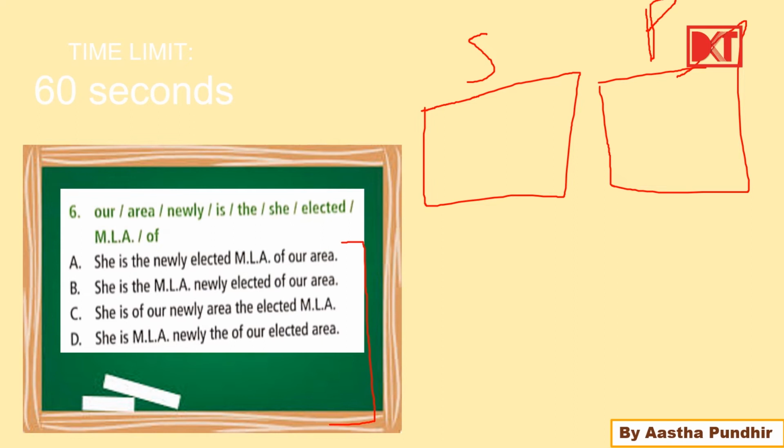And so here the correct answer is A. A, she is the newly elected MLA of our area. Now people give their votes to elect an MLA. उनके votes के majority basis पे MLA elect होते हैं. So the correct answer here is she is the newly elected MLA of our area. She being the subject and the action being is the newly elected MLA of our area. Alright?